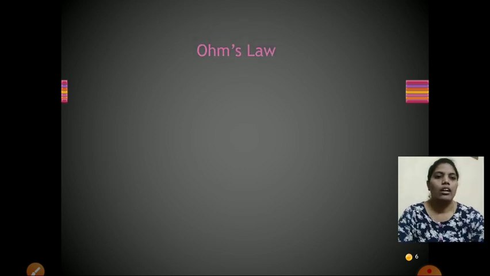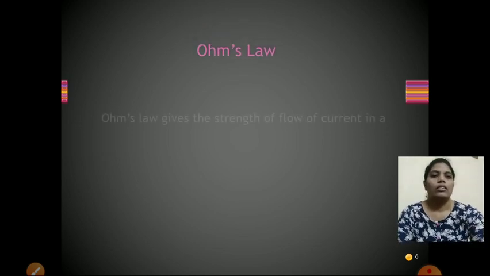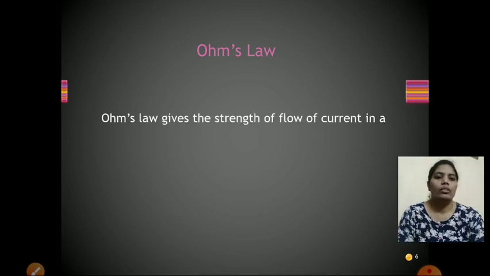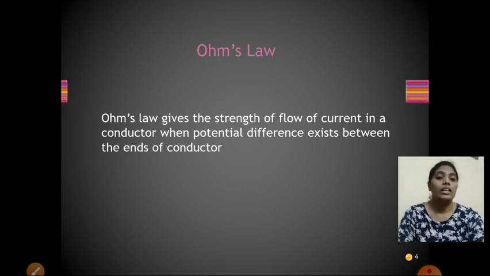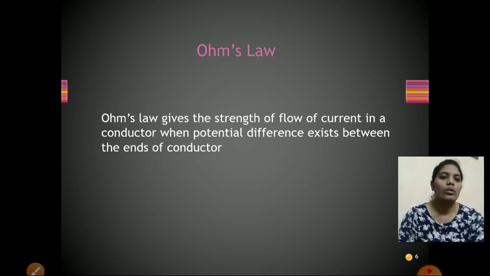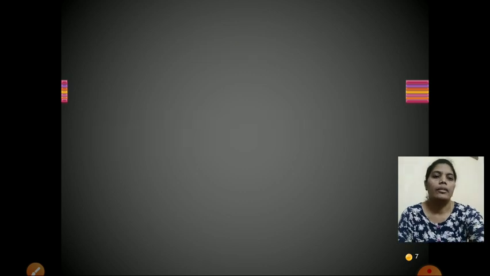Now what is Ohm's law? Now it was given by Ohm. According to Ohm's law, it gives the strength of flow of current in a conductor when potential difference exists between the ends of the conductor. Now when can we see this Ohm's law? When there is potential difference across the ends of a conductor in which there is flow of current.